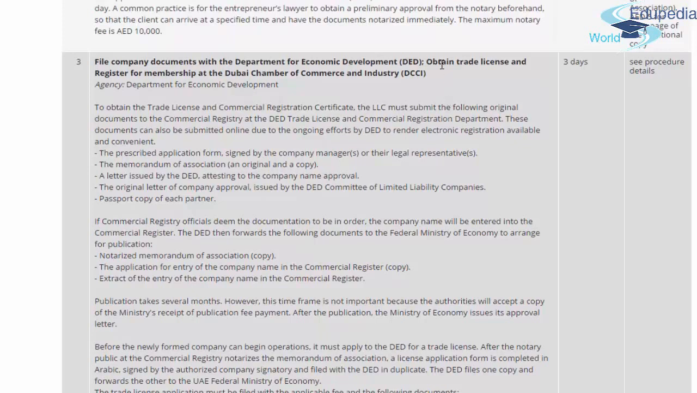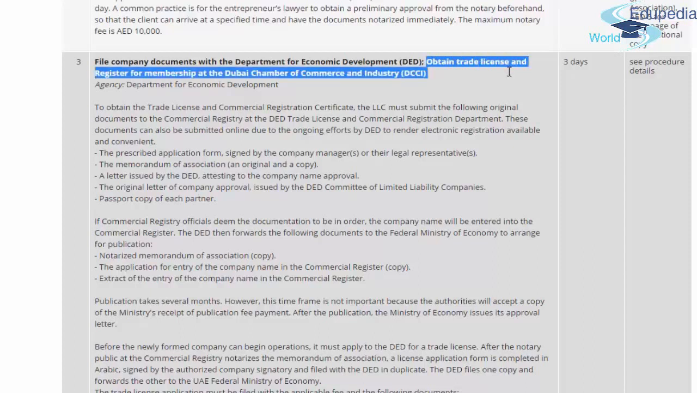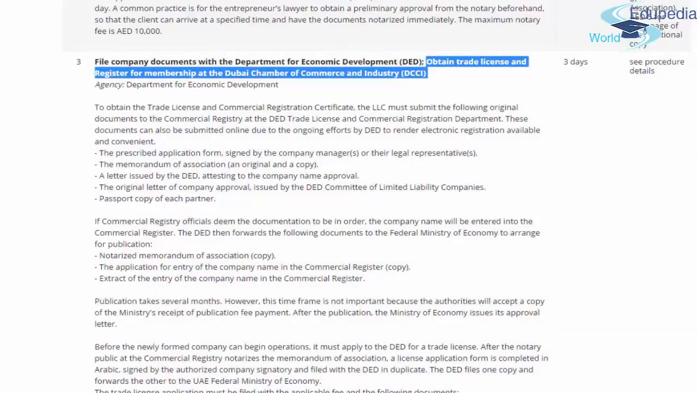Then file company documents with the Department of Economic Development and obtain a trade license. Now this is the main thing here, obtaining a trade license. And register for membership at the Dubai Chamber of Commerce and Industry. So these are the steps and procedures.